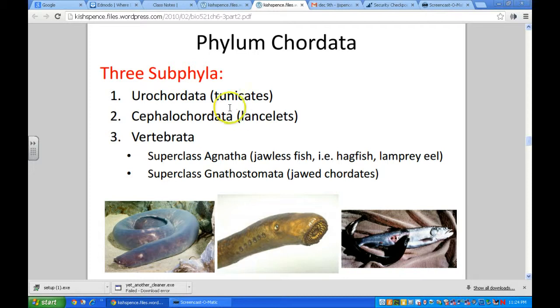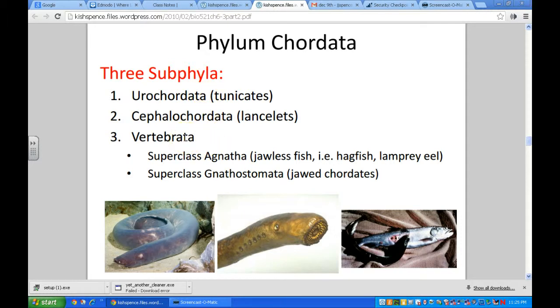So tunicates are a member of Urochordata. Uro means tail, so the notochord remains in the tail end of them. Lancelets are members of Cephalochordata, phylum Cephalochordata, subphylum Cephalochordata. Cephalo refers to head, so they retain the notochord in the head region. So these are invertebrates that are actually members of phylum Chordata.